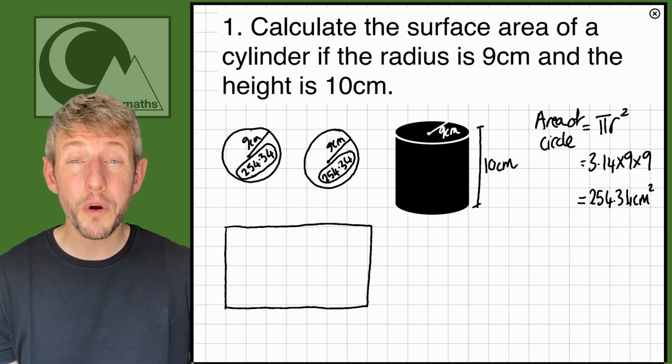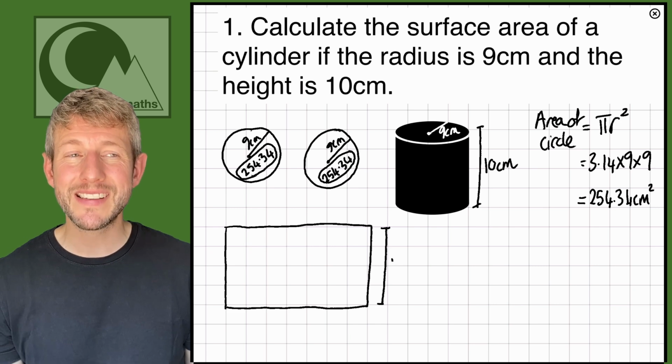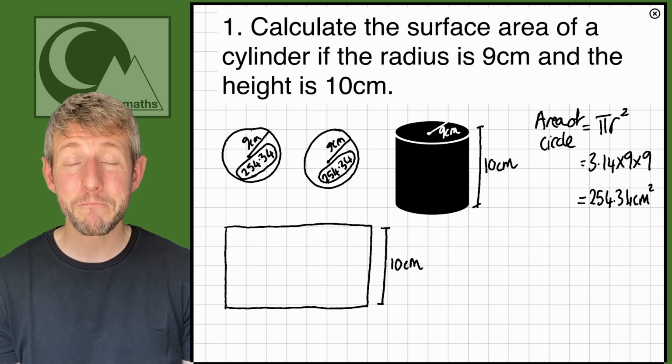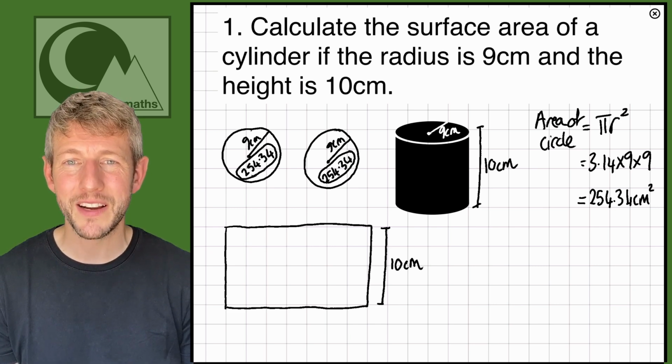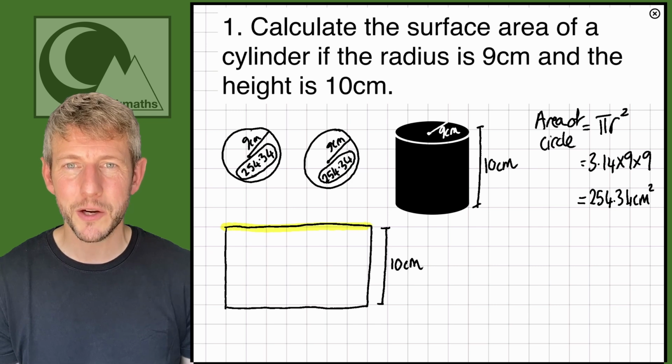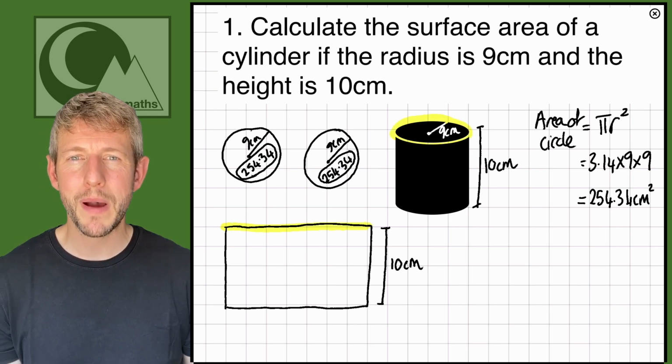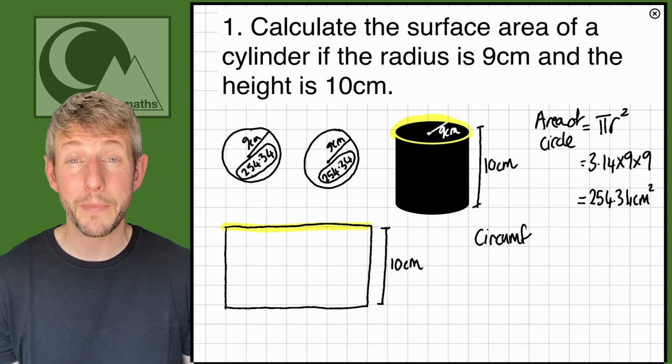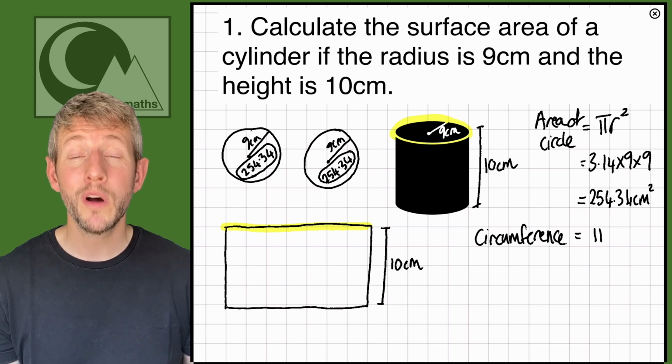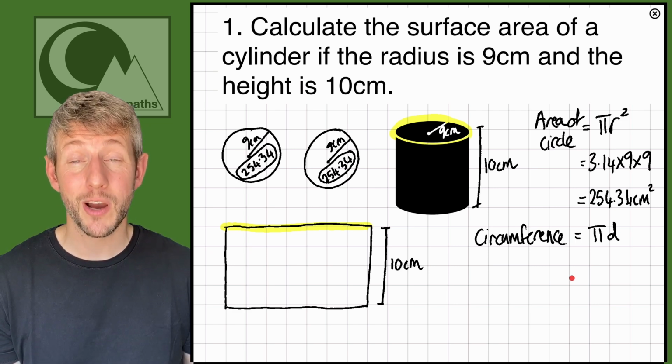And so remember, one of the dimensions of the rectangle is the 10 centimeters, which is from the height. And the other dimension of the rectangle is the circumference of the circle. So let's calculate the circumference of the circle. Remember, the formula for circumference is pi times diameter, or pi times radius times 2.